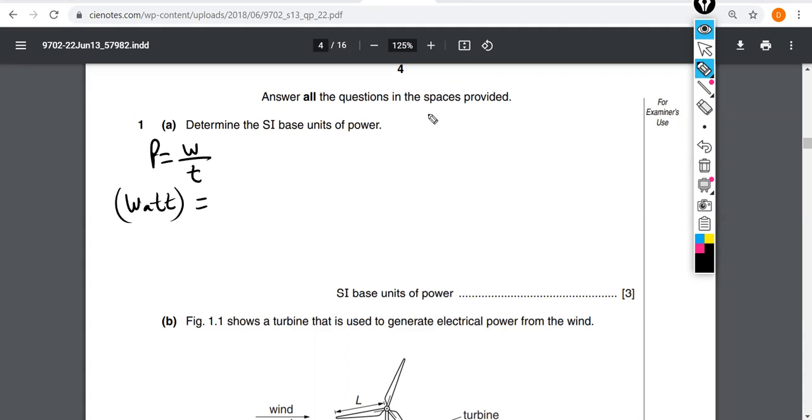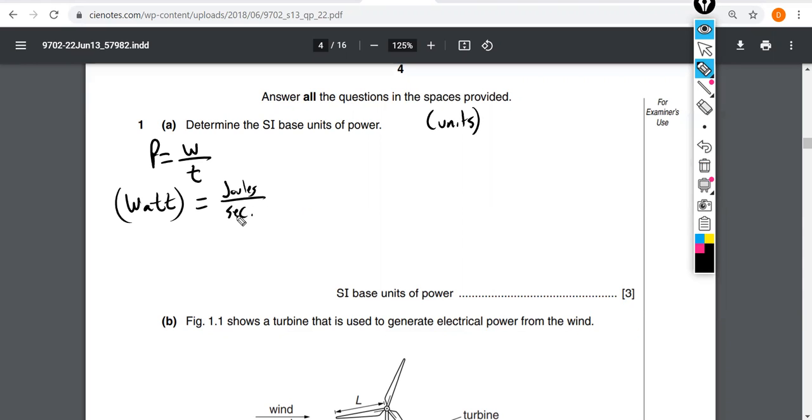I also like a convention where I put all the units in parentheses, and quantities won't have that. So power is a quantity, work is a quantity, time is a quantity. Watt is the unit we measure the quantity power in. Part of it is just getting used to the language, the academic vocabulary. Work is measured in joules, and time is measured in seconds.